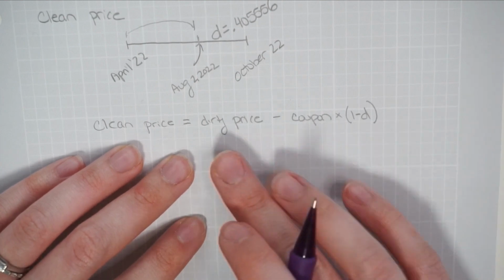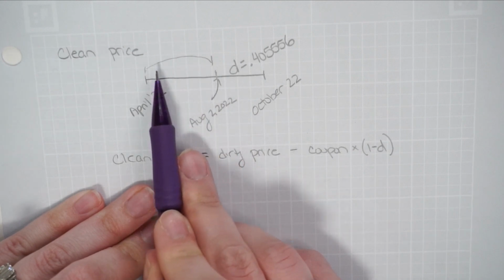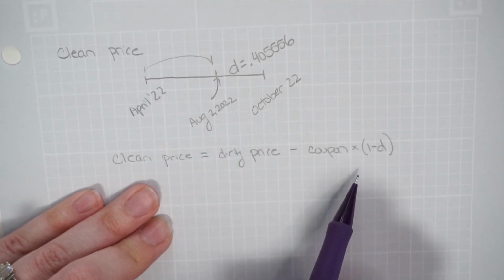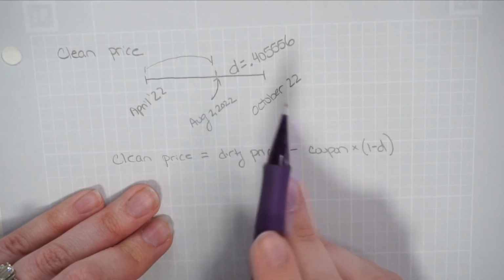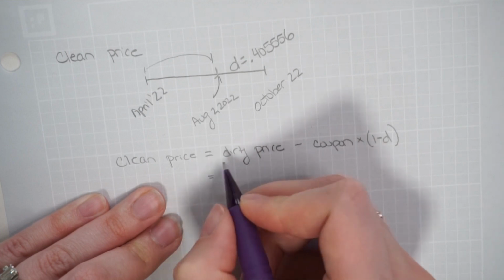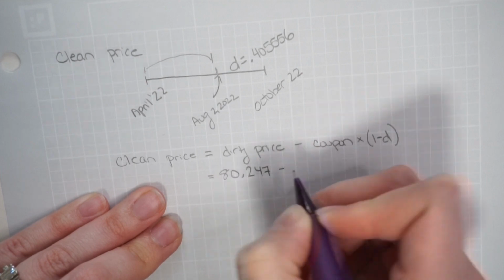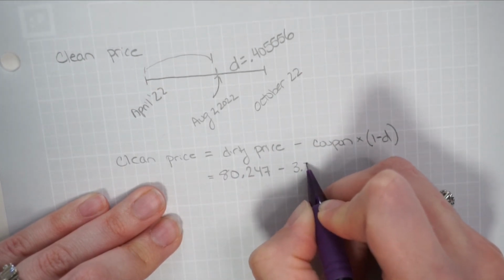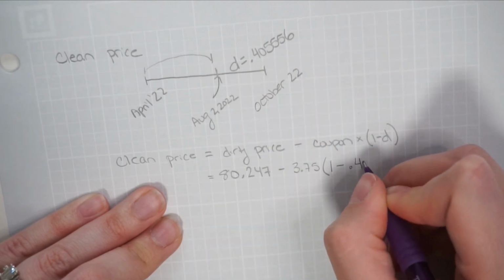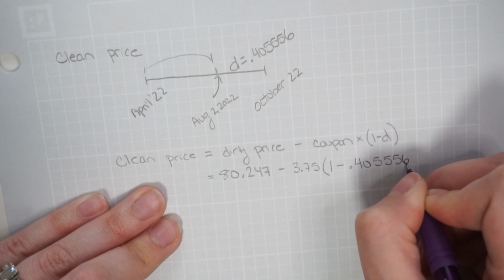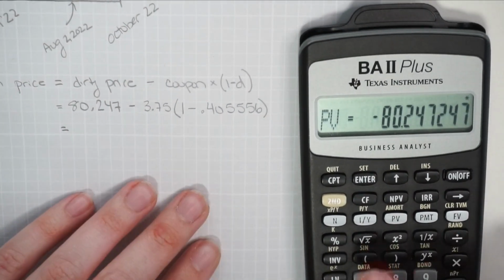So my clean price equals my dirty price minus the fraction of the coupon that was accrued during this portion. So I have the coupon times 1 minus D. So 1 minus D tells us this fraction of the period. So writing this out, I'm going to have my dirty price of 80.247 minus my coupon of $3.75 times 1 minus that fraction of the period, type this all into my calculator.